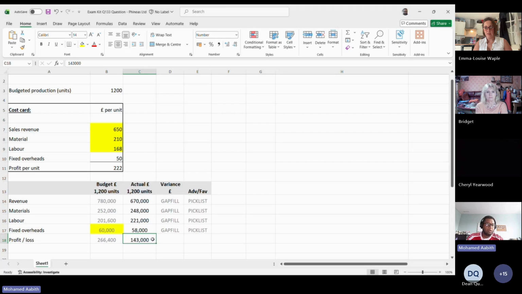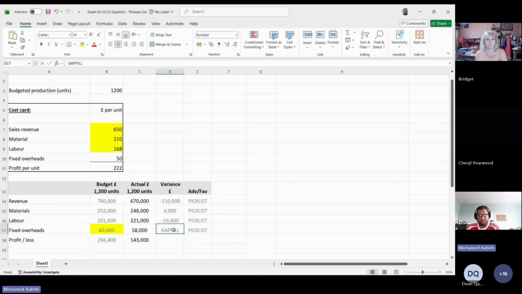It could be down to many other reasons. So let's see here, what is the variance? Again, the variance is calculated actual minus budget for the revenue. For the expenses, it's going to be budget minus actual. So here is equal to budget minus actual. Here is equal to budget minus actual.